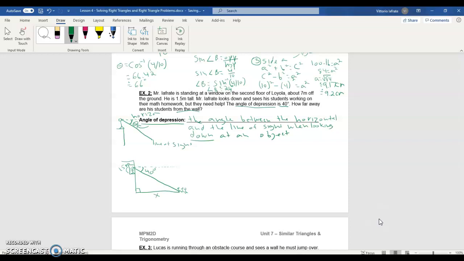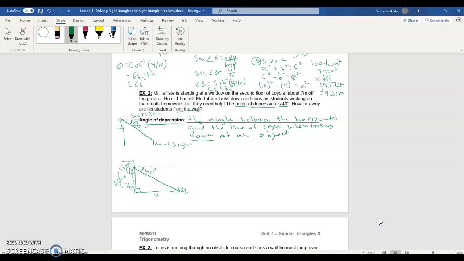Do we have any other information? We have 40 degrees. What else do we know about this triangle? Well, we know that the second floor is about 7 meters off the ground. So this would be 7 meters here. Now, if we were making a triangle out of this, we'd have to add Mr. Efrate's height to it as well. So that would be about 8.5 meters. 1.5 plus 7 is 8.5 meters in this triangle.